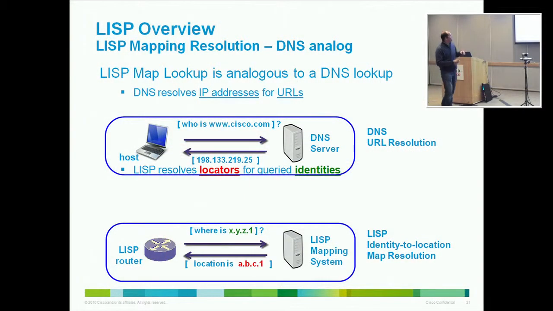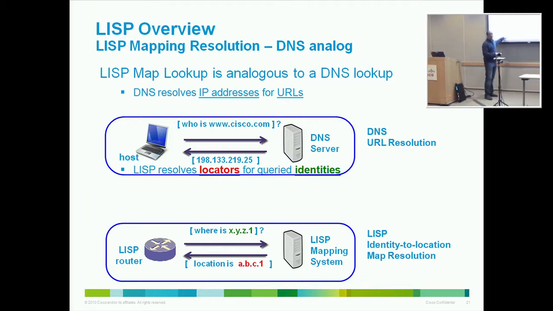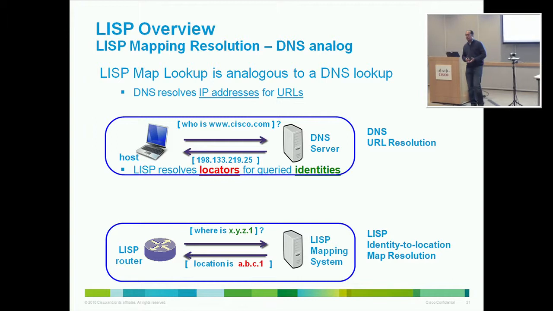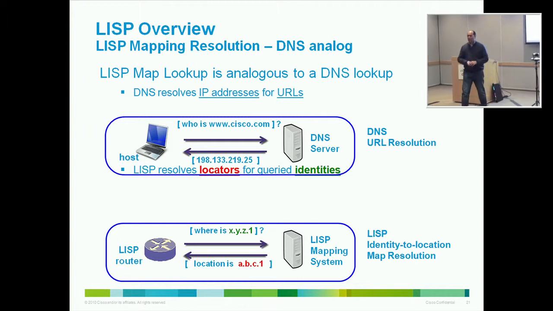Just to tell you how it works, in today's world, when you want to know about some host, like the web server Cisco.com, you go to the DNS, you do a query, and you get an IP address as a reply to that query. With LISP, we're going to have a mapping server, similar to DNS. You're going to send the identity, and you want to ask about the location. So it's the same concept.